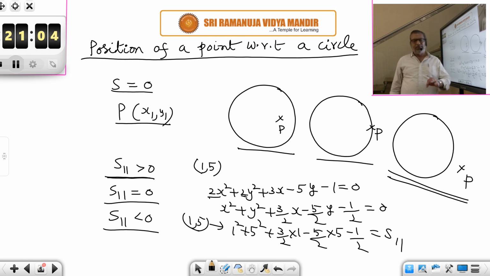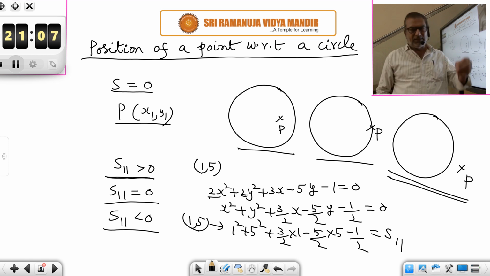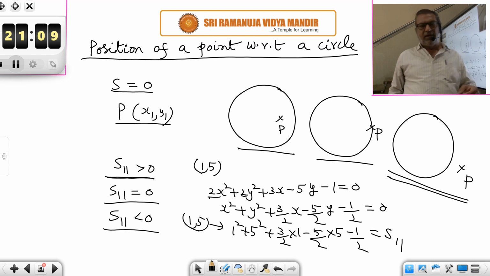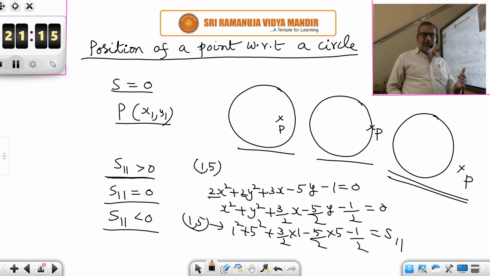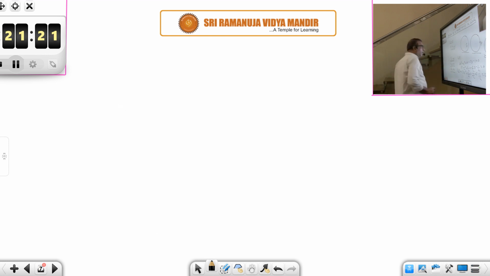So just substitute the point in the equation of the circle and find the value of S11. If it is positive, it is outside. If it is 0, it is on the circle. If it is negative, it is inside the circle. Okay, let us go forward. Here, two formulae.